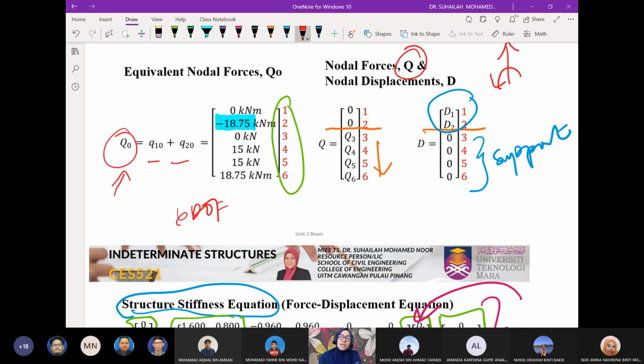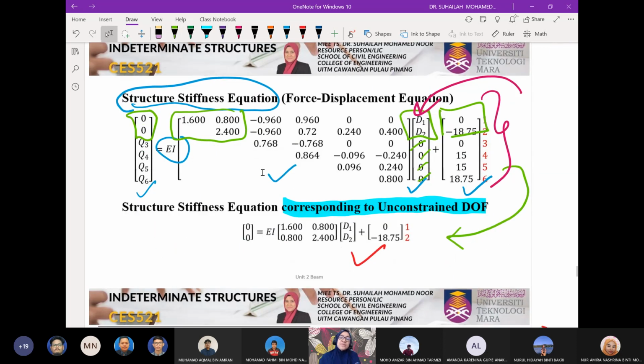Okay, another important thing is that you should be able to know which entries in Q must be given values and which are left as unknown. The same in D: which entries are given values and which are left unknown. You have to watch the video again for that. After that, we write the stiffness equation or force displacement equation. The formula is Q equals KD plus Q naught. This is the stiffness equation, also called the force displacement equation.